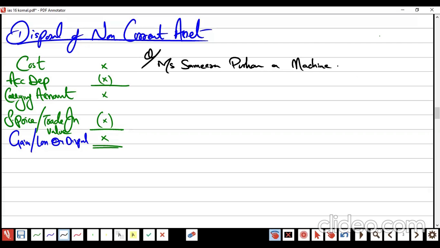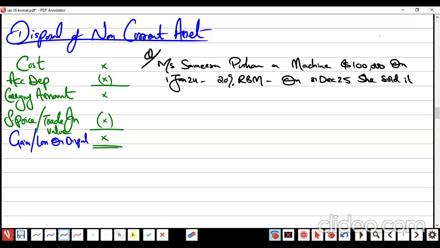Miss Samira purchased a machine. Tell her that Samira, you are a rich lady, you don't know. You bought a machine last night for $100,000. And she bought it, let's suppose, on 1st of January 24. 20% reducing balance method, and on 31st of December 25, she sold it for, let's suppose, 80,000. We need to find out the gain or a loss, okay?